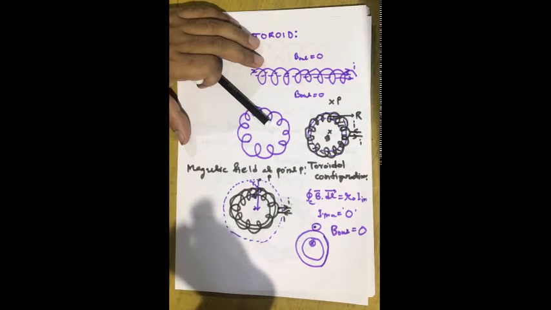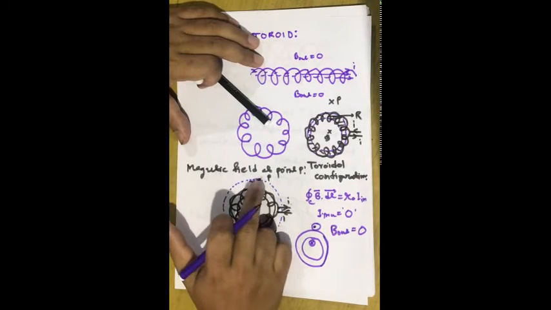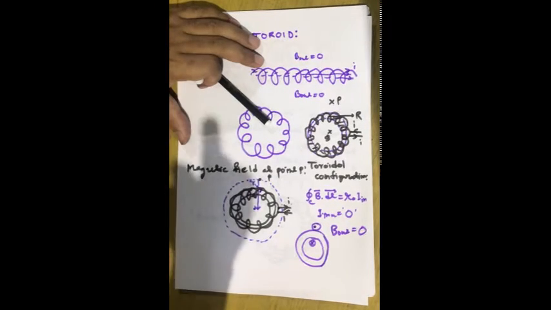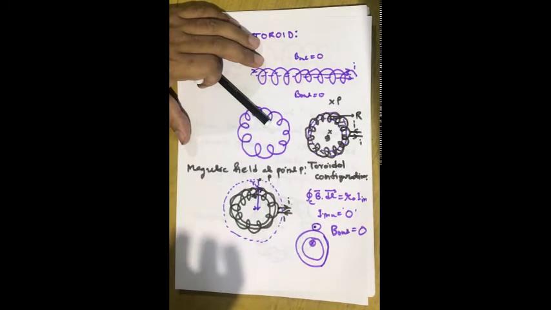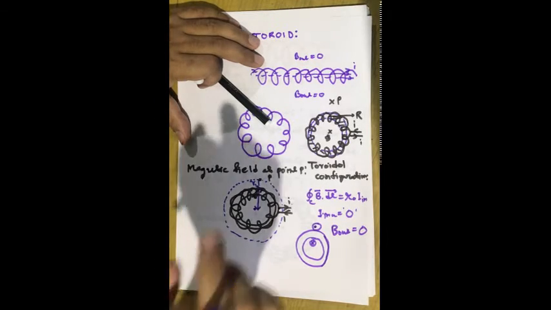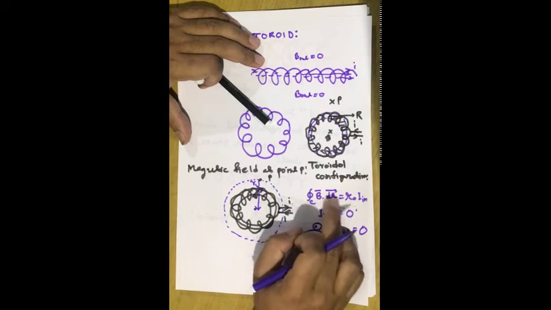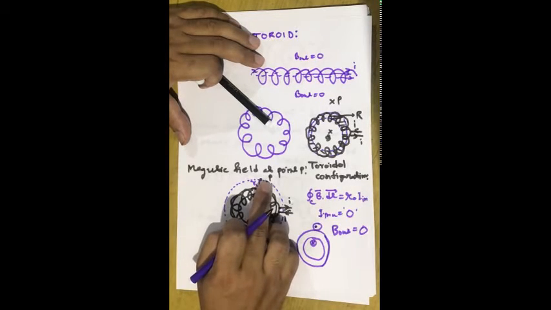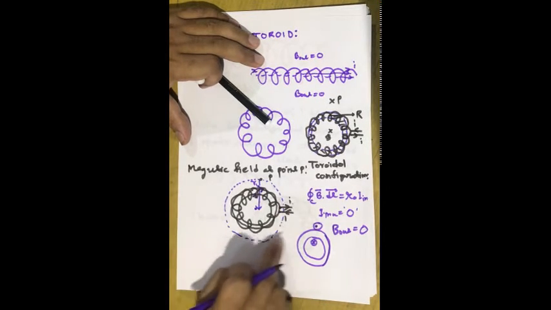I hope the reason is clear to you. Okay, let me repeat it again. First, we have imagined an Ampere's loop of radius r, which is in the form of a circle, because the toroid has a circular symmetry. So we can write the line integral of B dot dl is equal to mu naught into I inclusive. Now the total current enclosed by this loop is equal to 0.